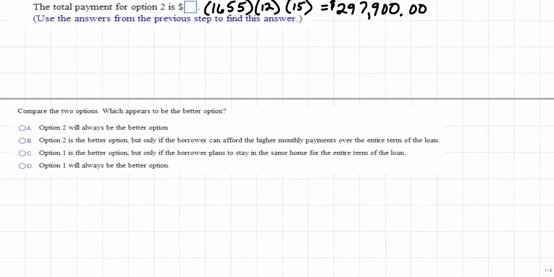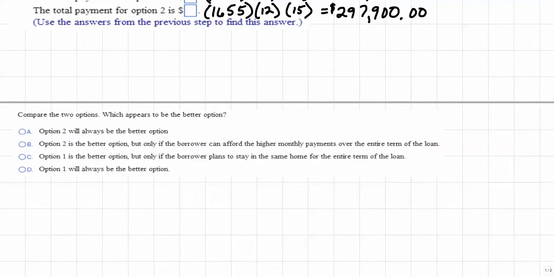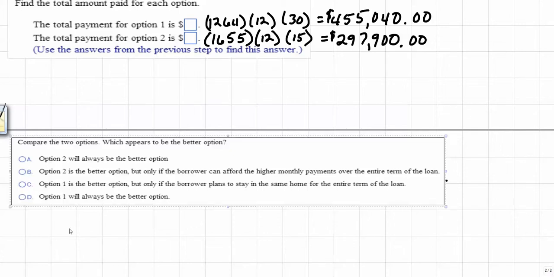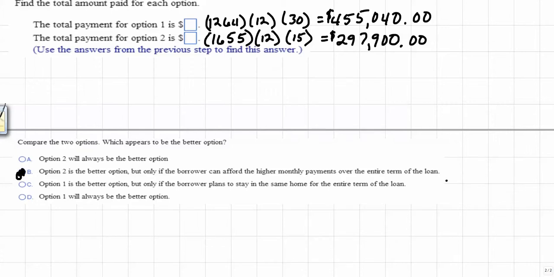But the next part of the question says, compare the two options, which appears to be the better option? Well, if you can afford the monthly payments of $1655, the second option would definitely be the preferred option, because you would pay off in 15 years and you're going to pay almost $200,000 less in interest. But that's not always the case. So, option 2 is a better option, but only if the borrower can afford the higher monthly payments over the entire term of the loan. So, we'll go ahead and we'll mark this as being one of the answers. Okay, and so there we go.